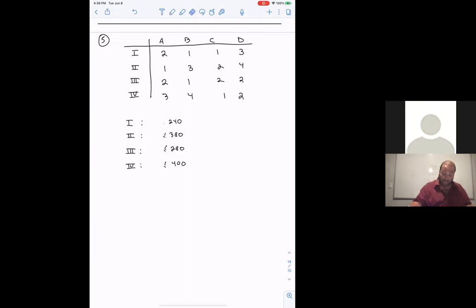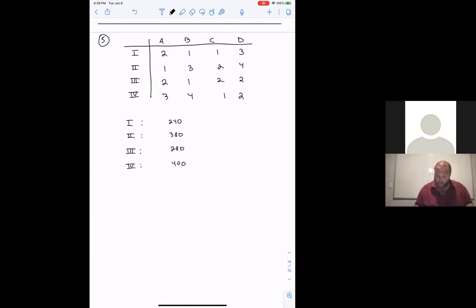Well, first I can now change those. Those are not less than or equal to anymore. Those are exact. So we're going to use 240 minutes for machine 1, 380 for machine 2, 280 for machine 3, and 400 minutes for machine 4. And we want to calculate how many of each product. So our unknowns are A, B, C, and D. 4 unknowns, which means if I want to use this matrix approach, I need 4 equations. Where are those equations going to come from?